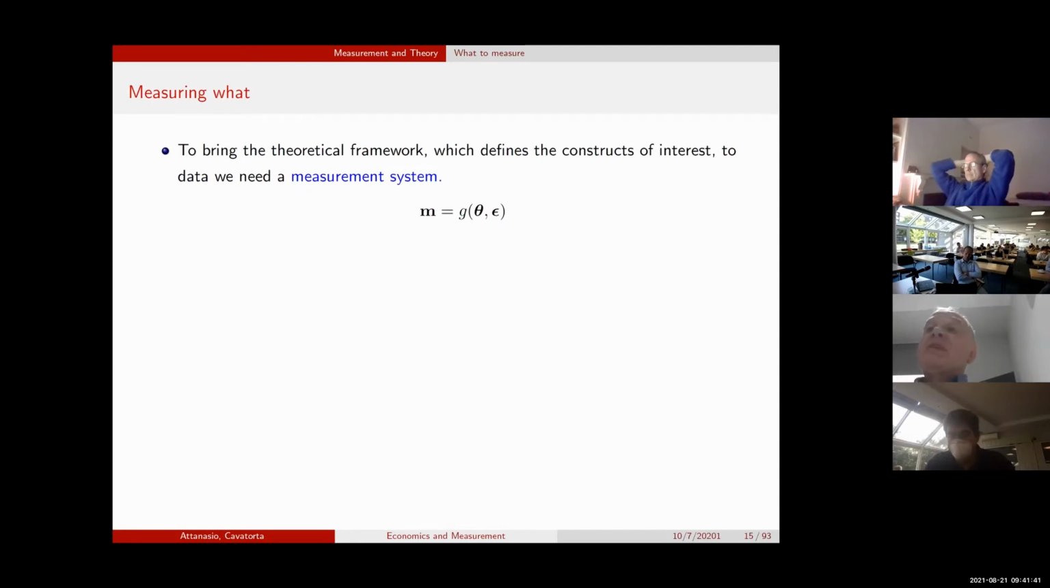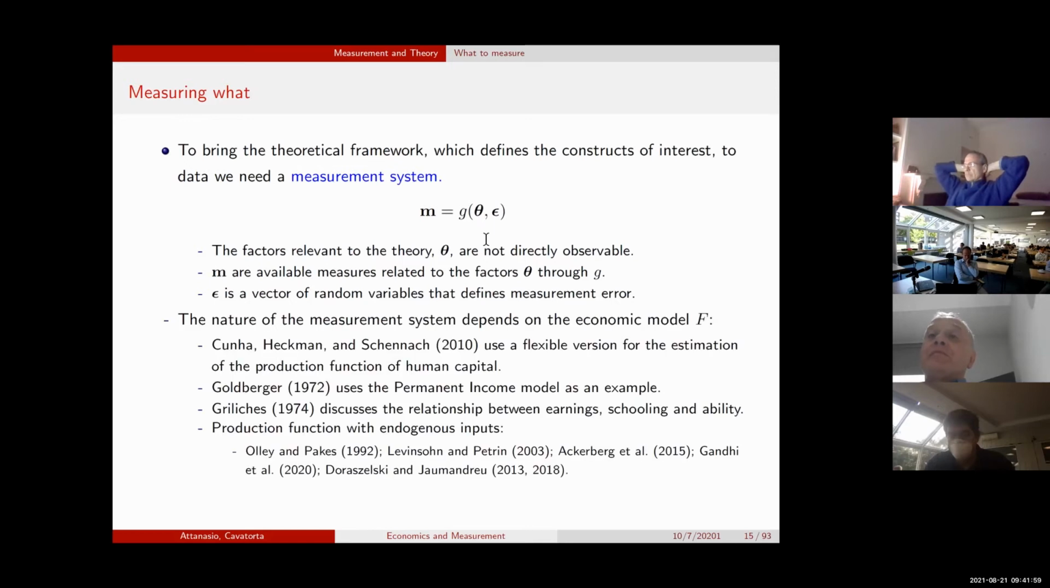That's where the measurement system comes in, where m are the measures. So theta are again the same factors, and they are mapped by this function g, and the theta are hidden by the presence of the epsilon matrix, which is a measurement error. The nature of the measurement system depends on the economic models we're interested in. We'll go back to the example that Cunha, Heckman, and Schennach used of a measurement system, because that has been a very useful contribution.